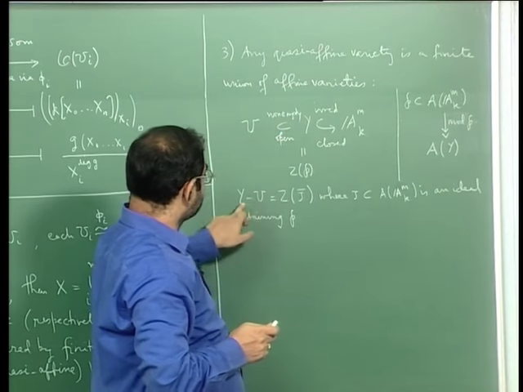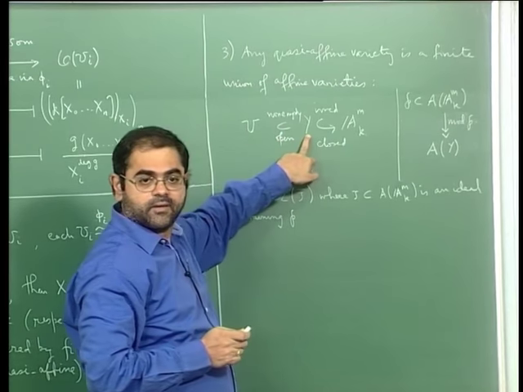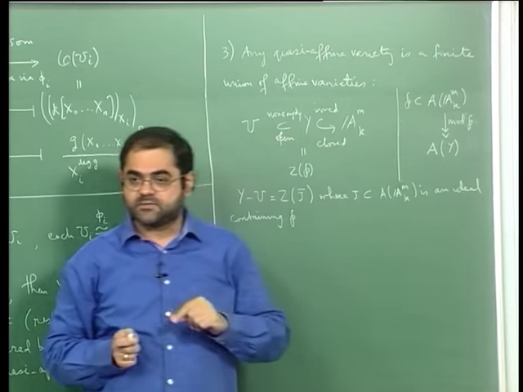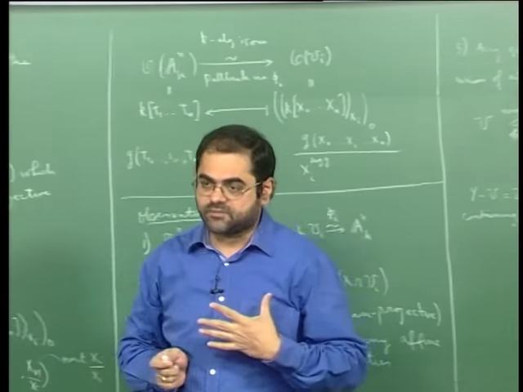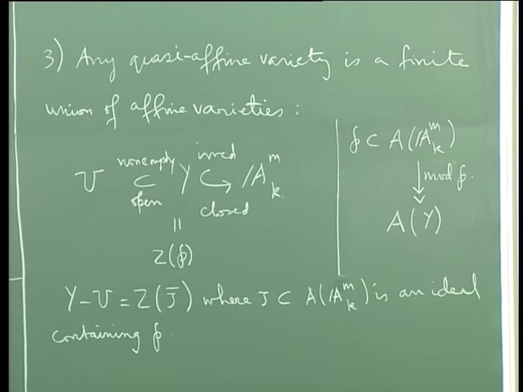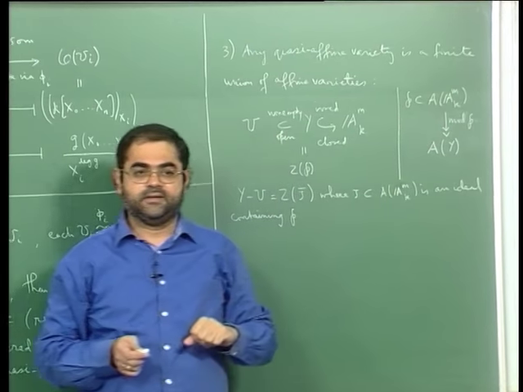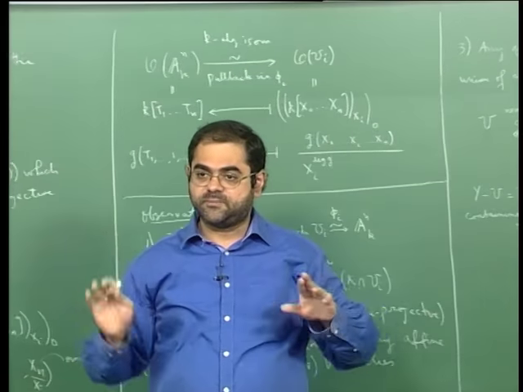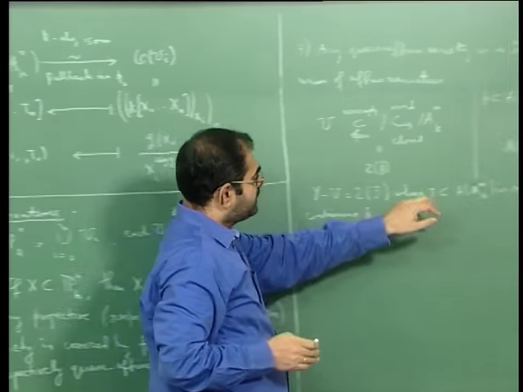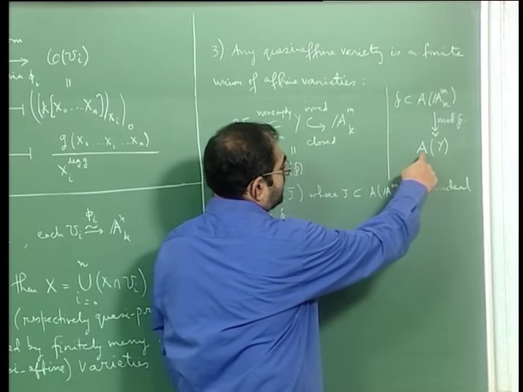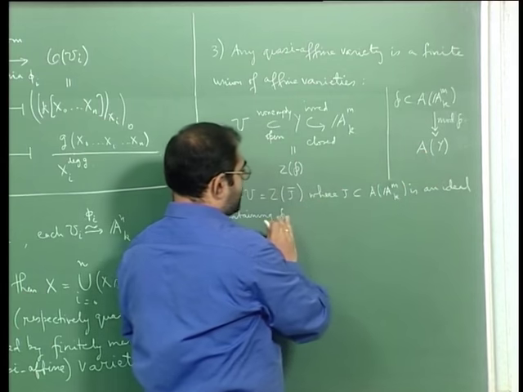And what is Y minus U? It's a closed subset of Y, okay. And Y is already a closed subset of Am, so it's a closed subset of Am also. A closed subset of a closed subset is also a closed subset. Therefore, it is given by an ideal in the affine coordinate ring of the big affine space. And in fact, if you want to look at it, it will be given by the zero set. So in fact, maybe I should not put J bar.